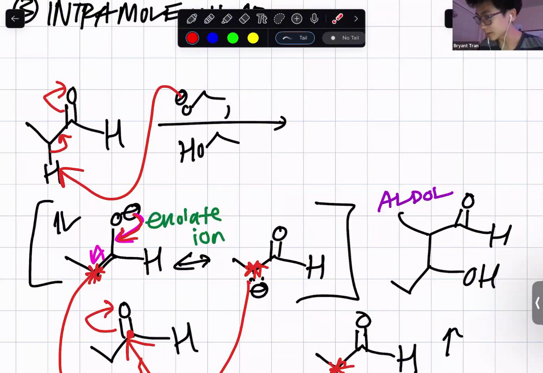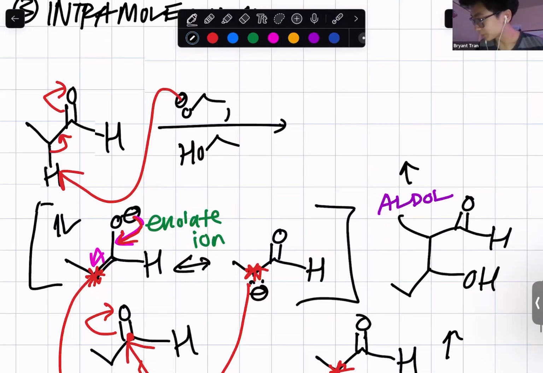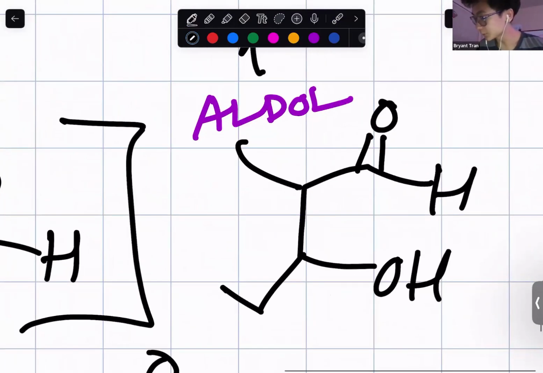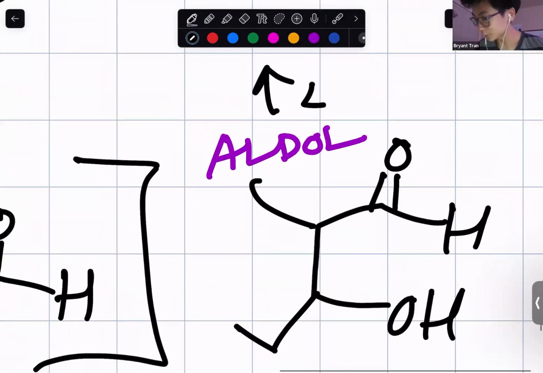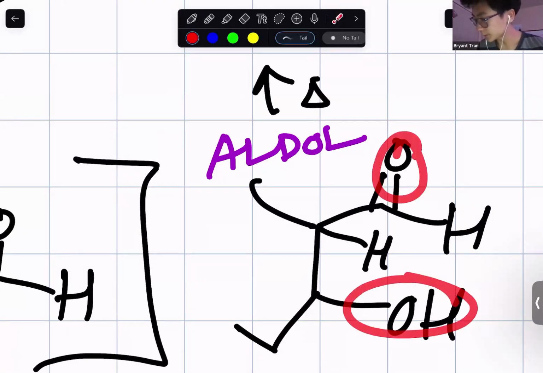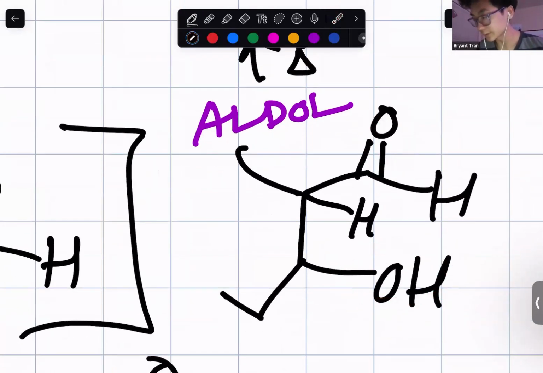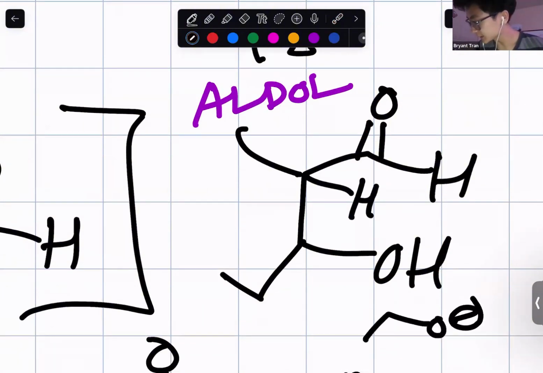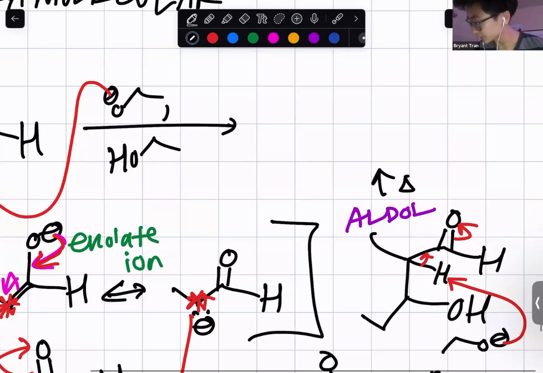Before we get to that point though, I want to go over the regular one first. So now assume that we have heat, which we will usually have, right? This alpha hydrogen right here in between the carbonyl and alcohol is going to get deprotonated. That's the most acidic hydrogen, right? So another base, OR minus, is going to grab that hydrogen and generate another enolate ion.